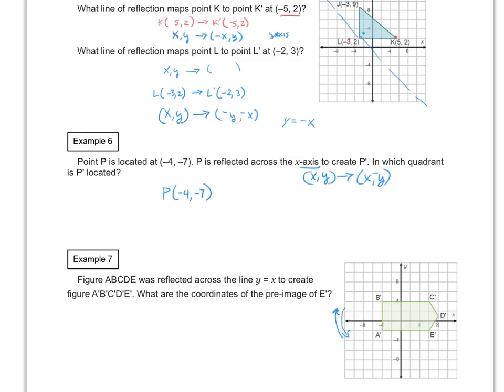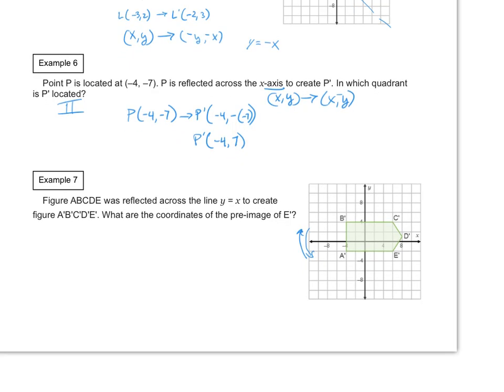So there you go. xy maps to x, negative y. So this would become P prime. Which quadrant is P prime located in? Well, P prime is going to be negative 4 and then negative 7, right? So P prime is negative 4, negative 7, which, thinking about it, is up here, and this should be quadrant number 2. Right? 1, 2, 3, 4. So quad 2 is where P prime will be located.